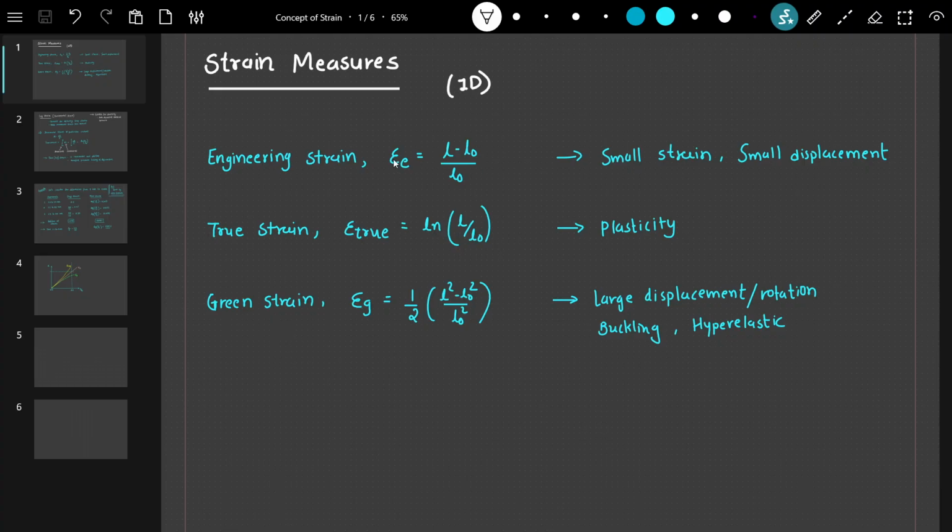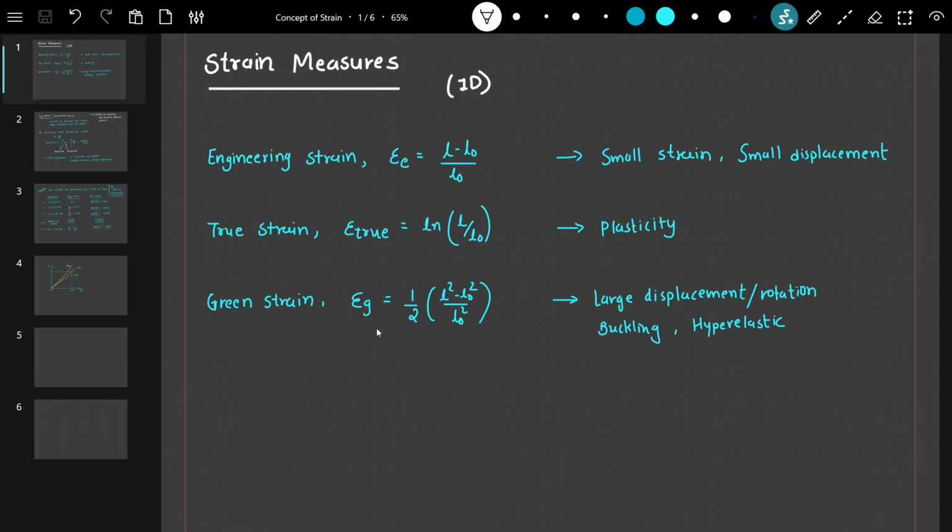So engineering strain, as we all know, is defined as L minus L naught divided by L naught. So change in length divided by original length. The true strain is defined as the natural logarithm of the ratio L by L naught.